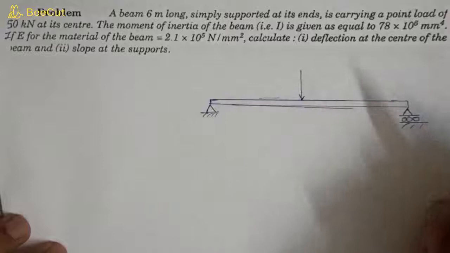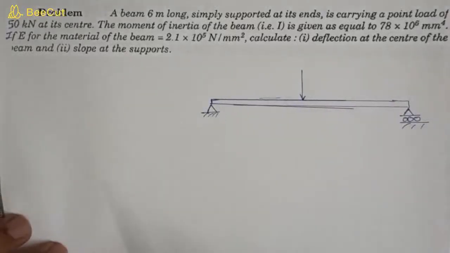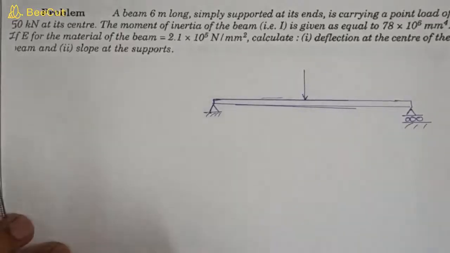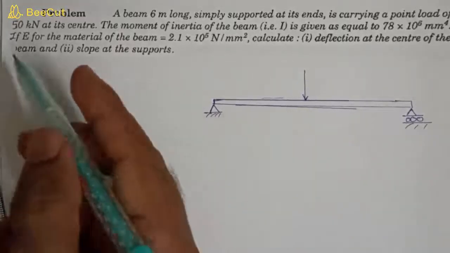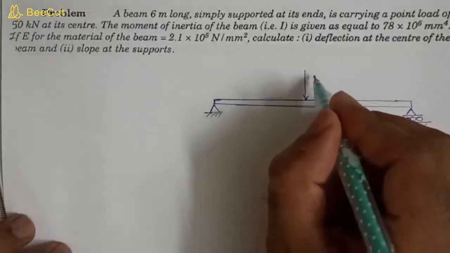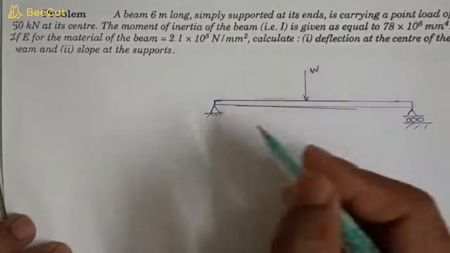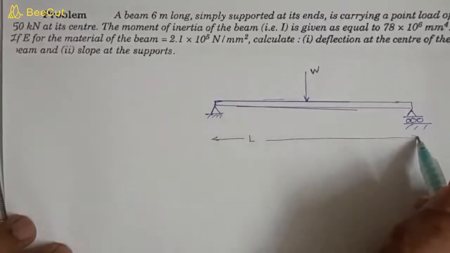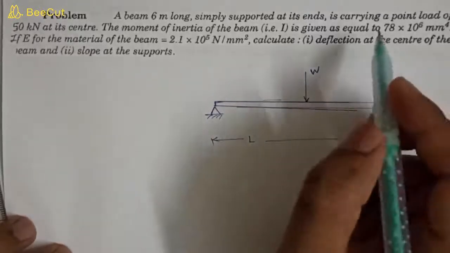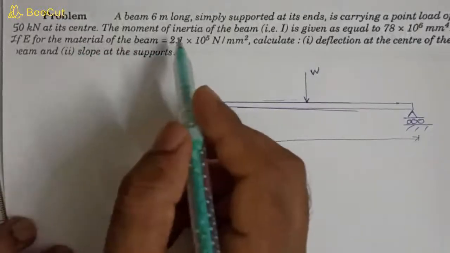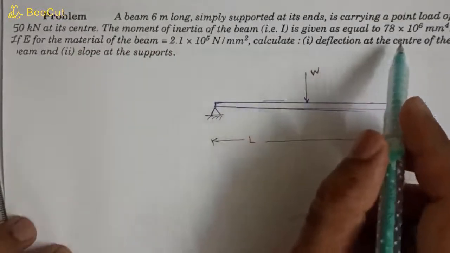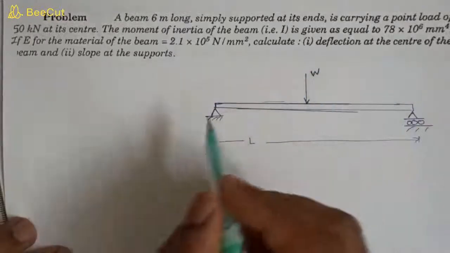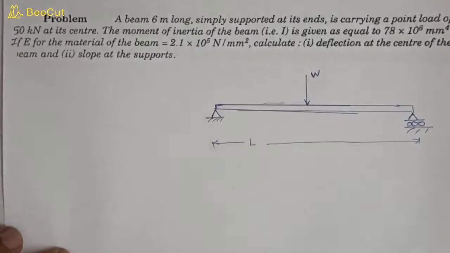So point load, so we will solve the general case first. We will solve for the general case and we will find some formula to solve this question, then we will put the numerical values in that formula. So let's consider that it is W load and total length is L. The moment of inertia of the beam is I, and if E of the material is given, calculate the deflection at the center of the beam and the slope at the supports.